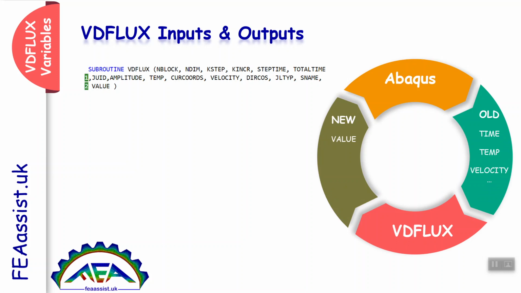Abaqus will use this value to recompute the time, temperature, velocity, and other variables. This is how Abaqus and VDFLUX interact with each other, which is necessary to understand if you want to write a good VDFLUX. For example, value here, as I said, is the amount of the flux that you need to define in your subroutine based on your formulation.